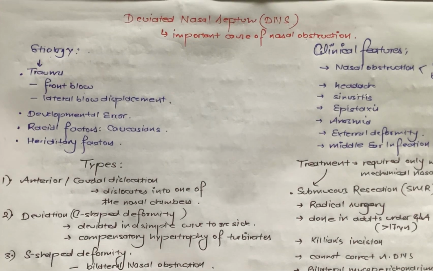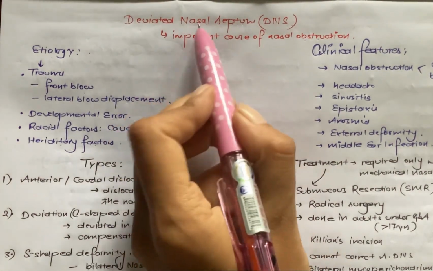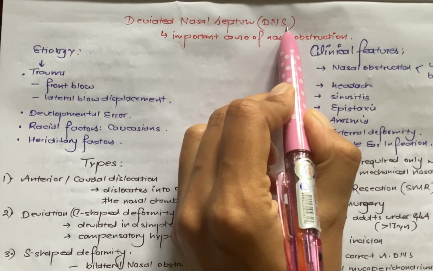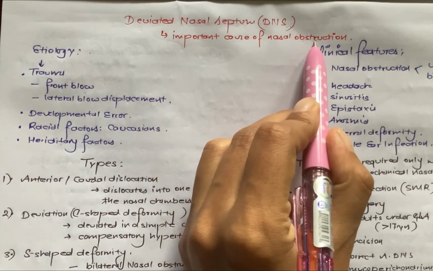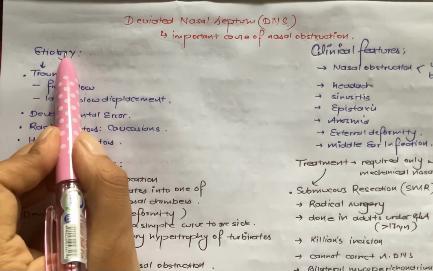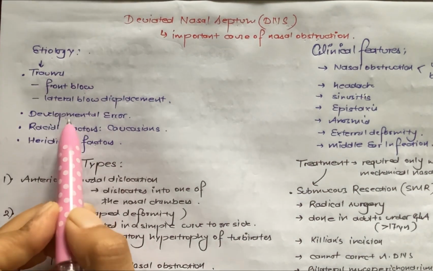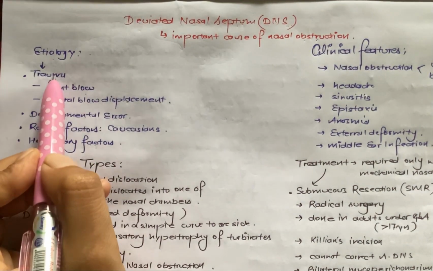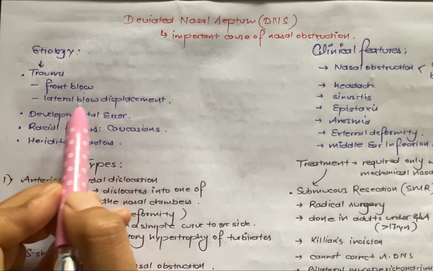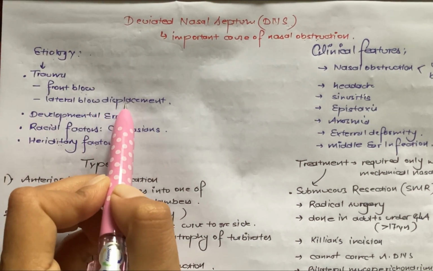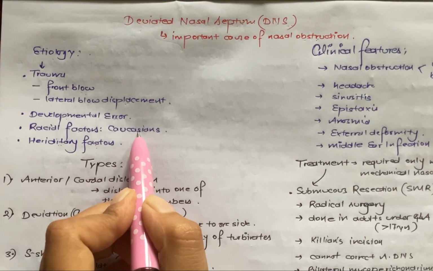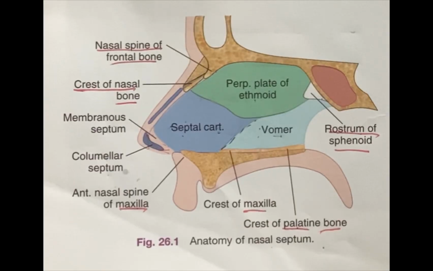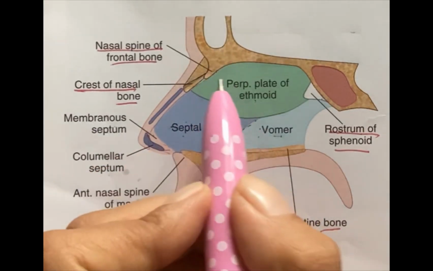Good morning everyone. Today we are going to talk about deviated nasal septum, that is DNS, and it is the most important cause of nasal obstruction. And talking about its etiology, it is due to trauma, developmental error, racial factors and hereditary factors. And for trauma, it is due to front blow, lateral blow displacement, and it is most commonly seen in the Caucasians.